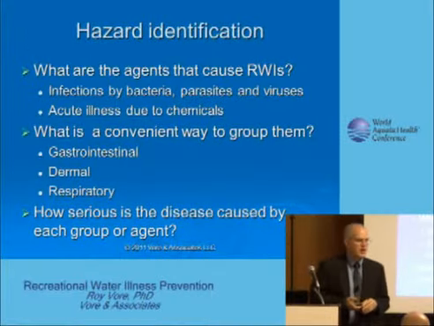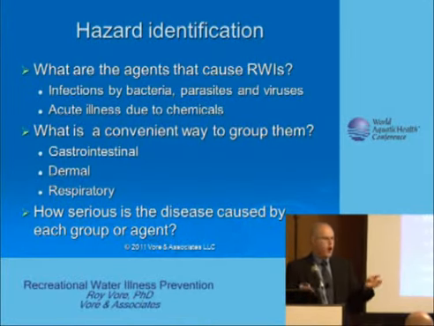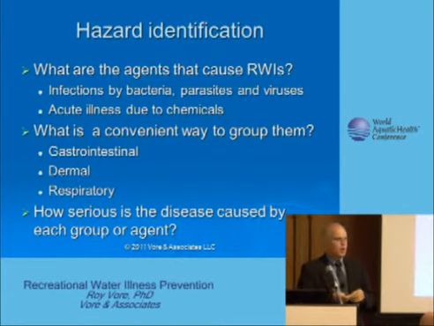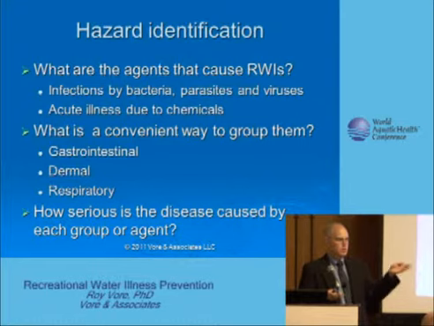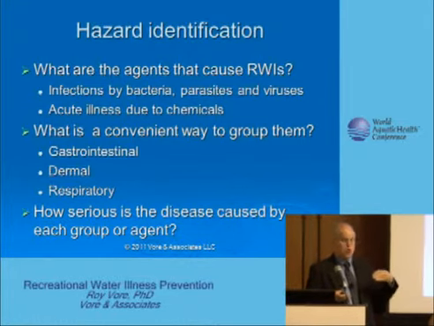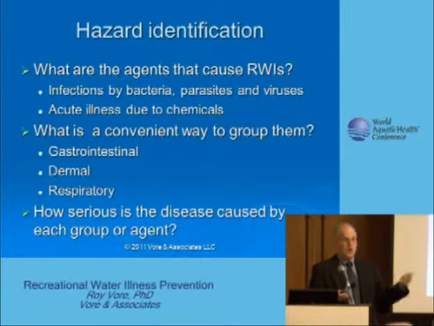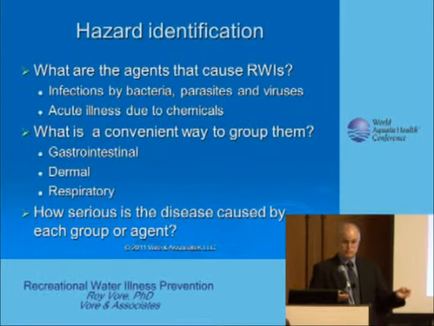Start off with hazard identification. What is hazard identification? What are the agents that cause recreational water illness? They're bacteria, they're parasites, they're viruses. We know what they are. They're also chemicals: the disinfection byproducts, the combined chlorines in the water and in the air.